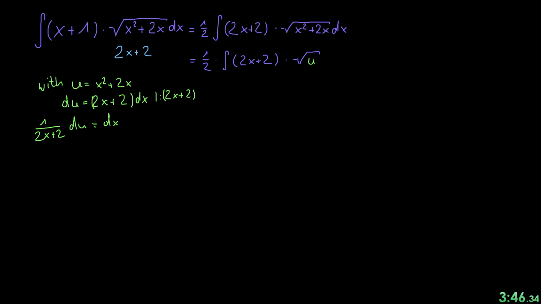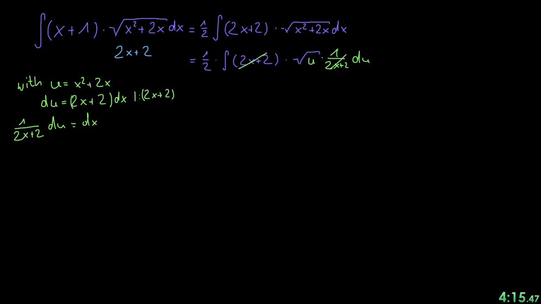So over here I get 1 over 2x plus 2 du. And now something beautiful happens. If we look at it, this part and this just cancel out. What I'm left with in the end is just 1/2 times the integral of the square root of u du.